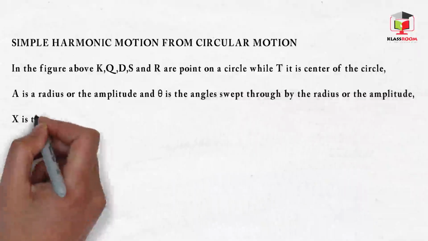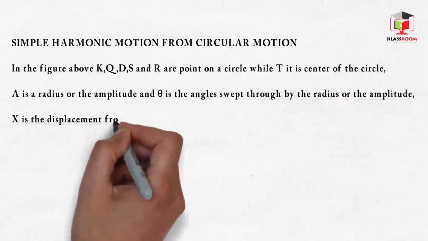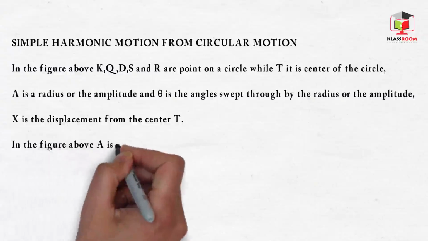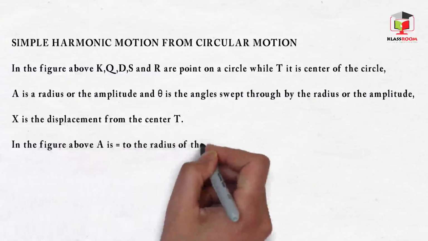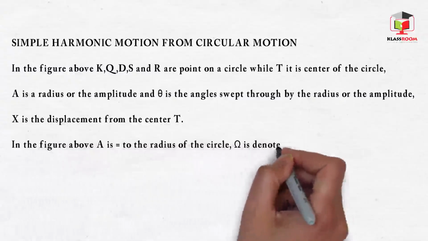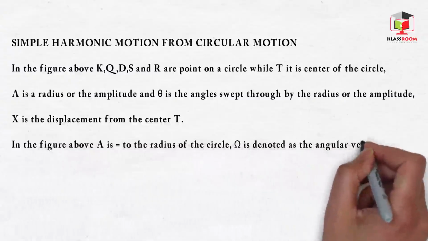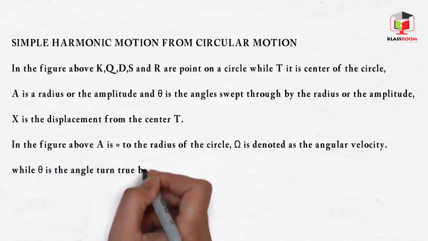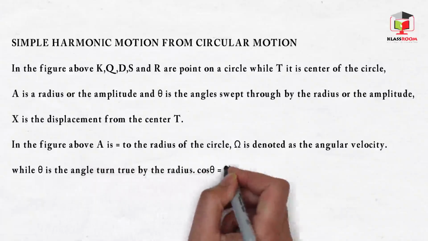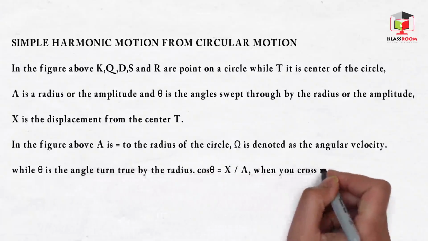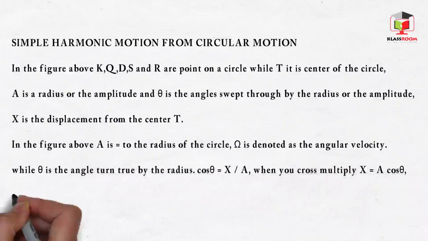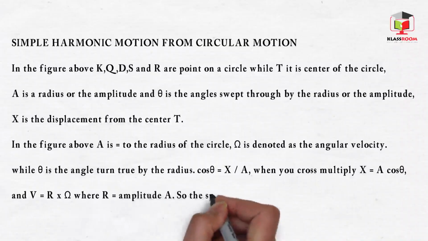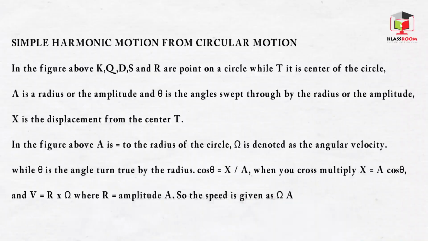In the figure above, A is equal to the radius of the circle. Omega denotes the angular velocity, while theta is the angle turned through by the radius. Cos theta is equal to x over A. When we cross multiply, x equals A cos theta, and v equals r times omega, where r is equal to the amplitude A. So the speed is given as omega A.